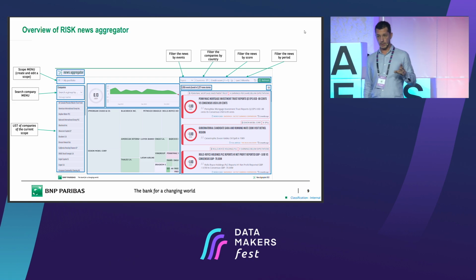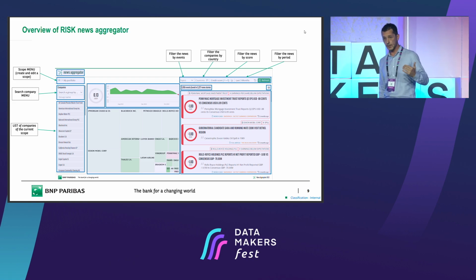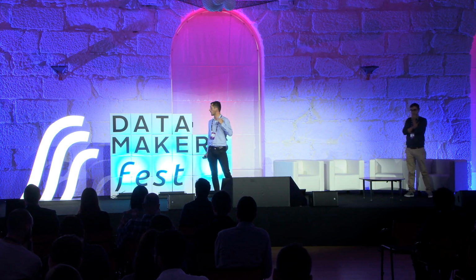You can filter the information by events. Maybe you're only interested in the downgrades on Moody's rating and you want to see who is impacted. You can look at a specific kind of business in Portugal or in Spain, so you can filter by country as well. Or you can only look at score.